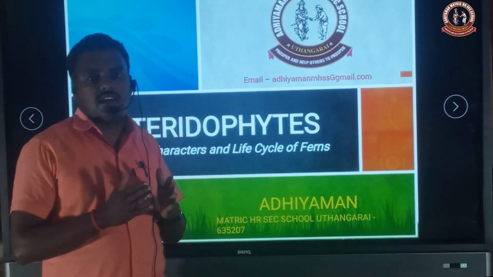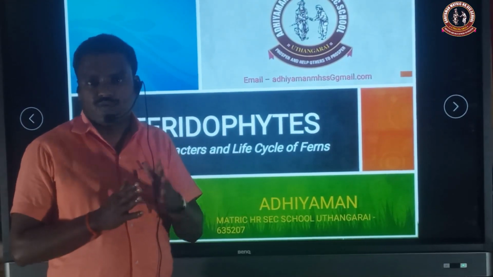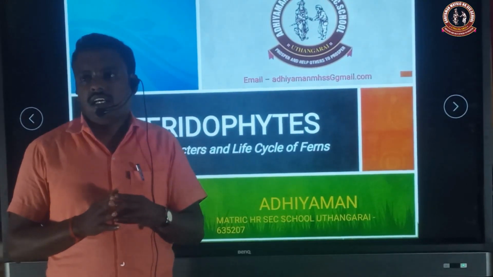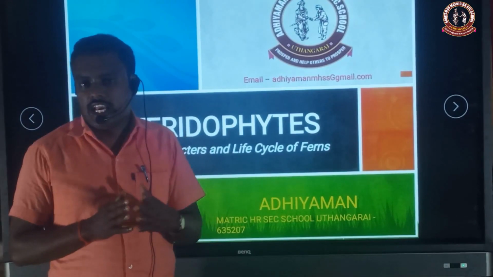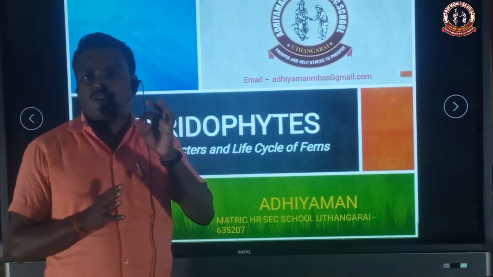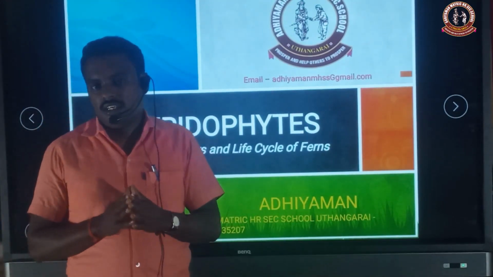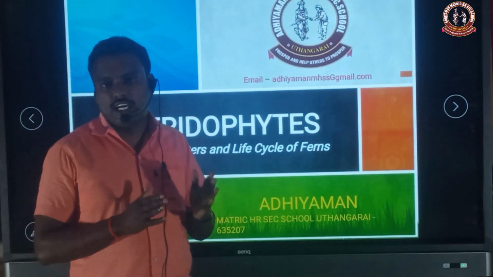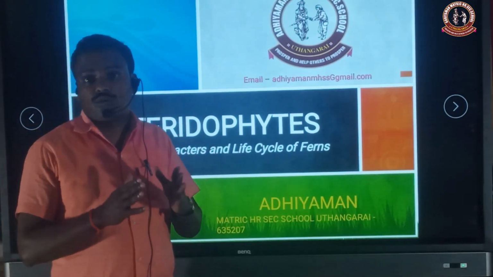The first one, the non-flowering plants, the cryptogams, are further classified into three types: Thallophyta, Bryophyta and Pteridophyta. According to these three types of cryptogams, Thallophyta and Bryophyta are the non-vascular cryptogams. Here, non-vascular cryptogams means the vascular system is completely absent in these types of plants. But the pteridophytes are the vascular cryptogams.